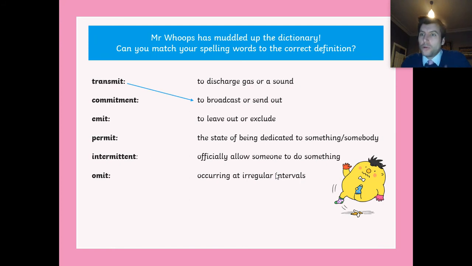Transmit then is to broadcast or to send out. You transmit something, you send it out. You transmit a radio signal. Commitment is being dedicated. Emit is when you discharge gas like a car or a sound. Or if you think about my smelly dog in my Just So story, it was emitting an odor. Permit is when you allow something to happen. Intermittent is that irregular idea, so the antonym of regular. And omit is to leave out or exclude. So hopefully you got those definitions correct.